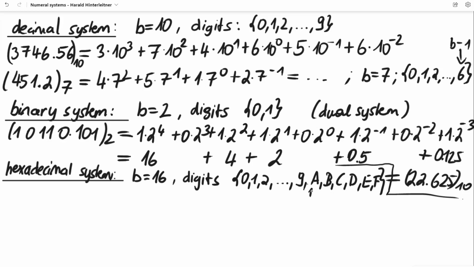A stands for 10, B for 11, C for 12, D for 13, E for 14, and the last one for 15, which is again b minus 1. Note we cannot use 10 because 10 is already written in the decimal system, so we have to come up with a new variable. And we look at an example.